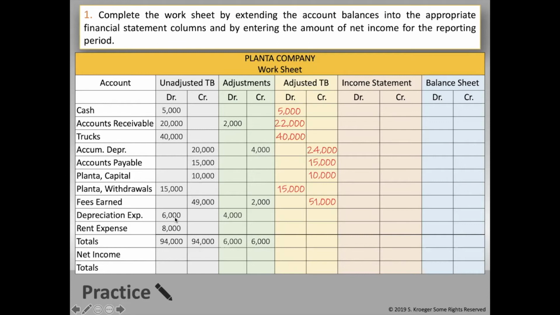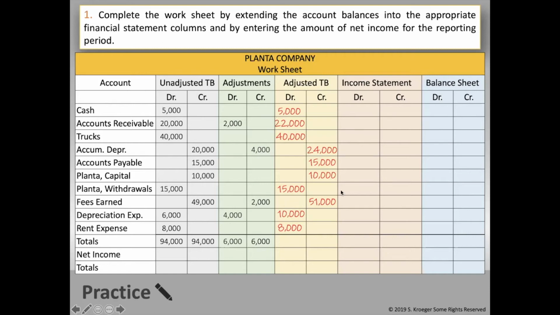Next we have depreciation expense, a $6,000 debit and a $4,000 debit. We add them to get a $10,000 debit. For rent expense, there are no adjusting entries, therefore we just carry it over as is. Now, I know for all these examples we add, but if there was, let's say, a $20,000 debit here and a $2,000 credit, a debit and a credit are on opposite sides, so you would subtract and then keep the number on the higher side.